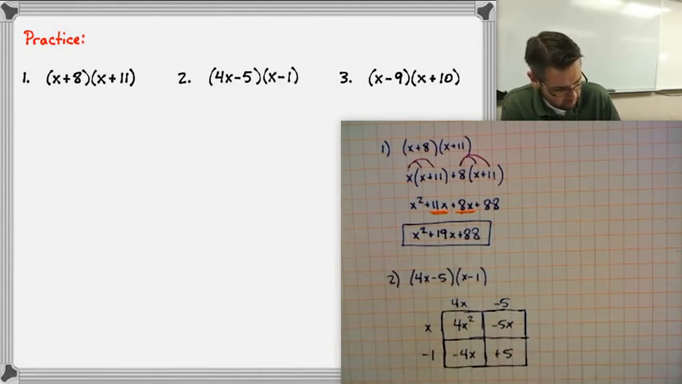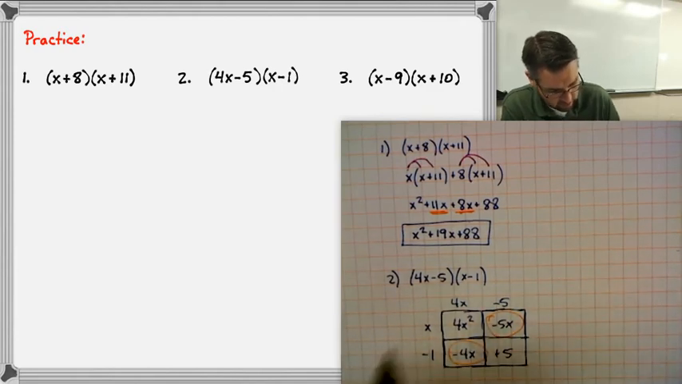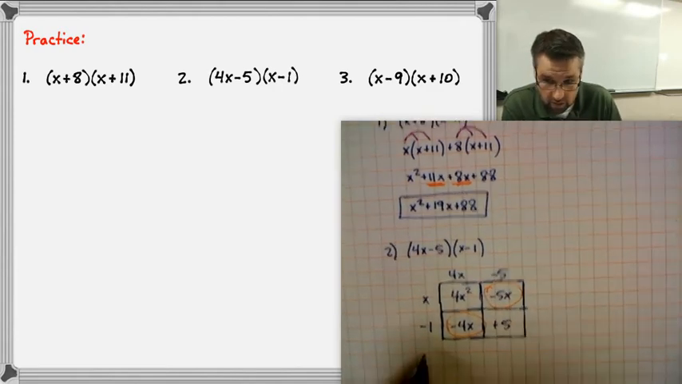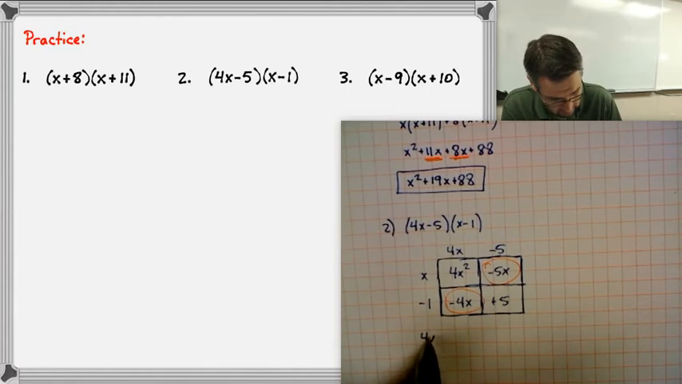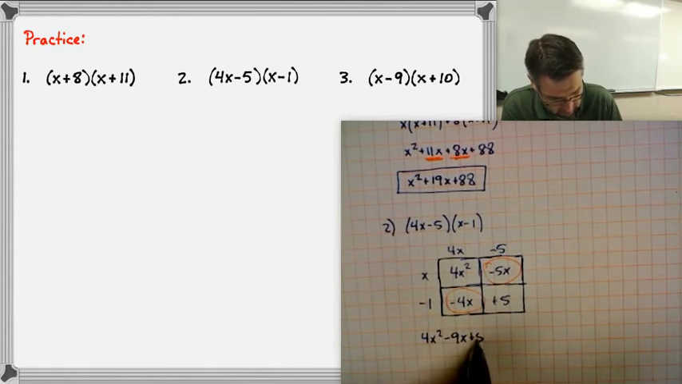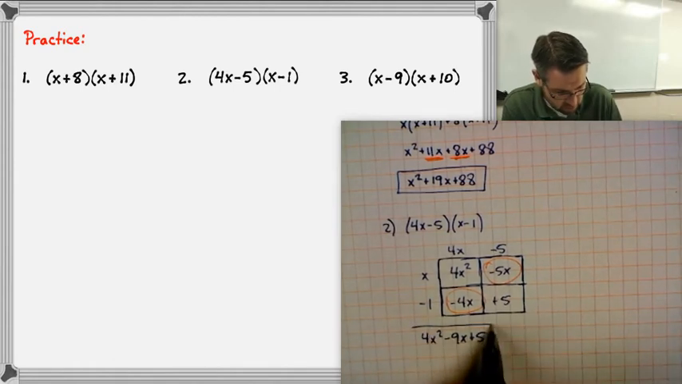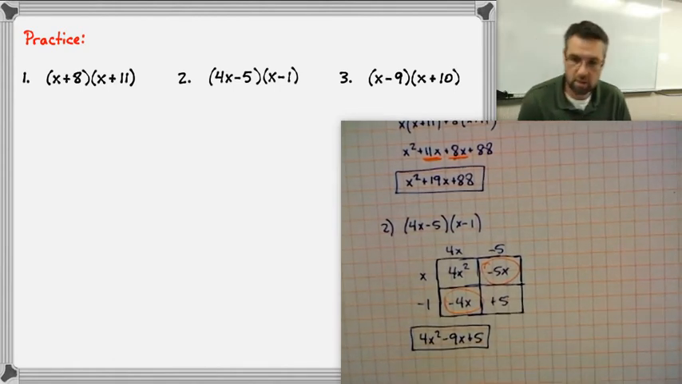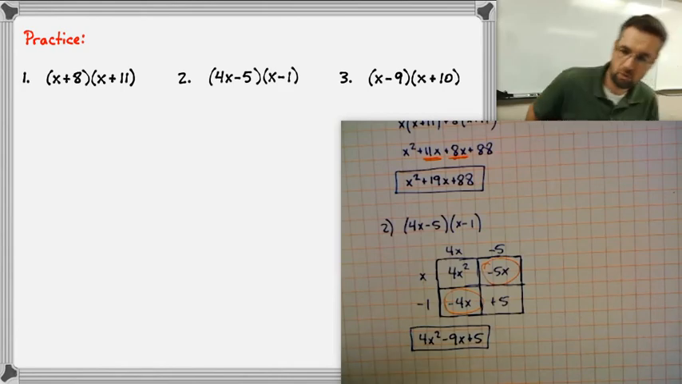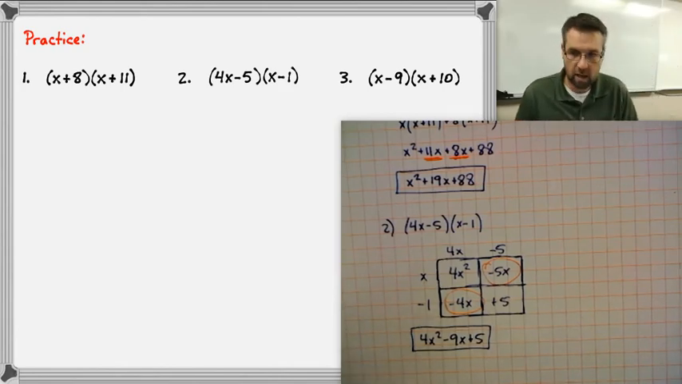And then we'll go ahead and combine like terms. We got a negative 5x and a negative 4x go together. And so our final answer here is going to be 4x squared minus 9x plus 5. So that is using an area model to help us simplify that expression.